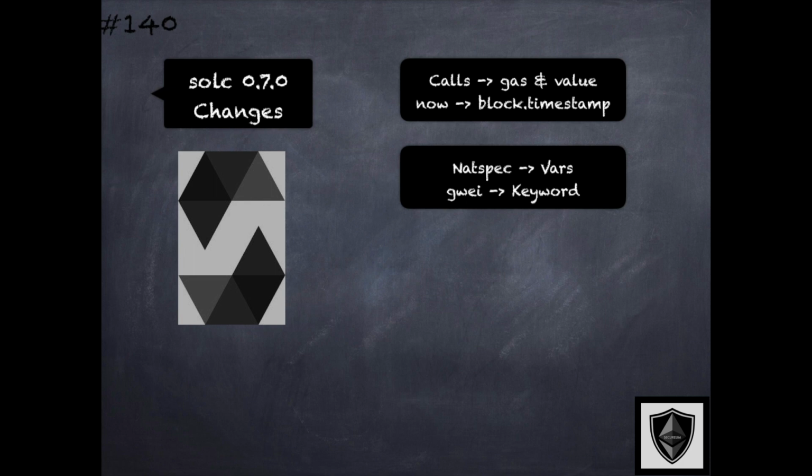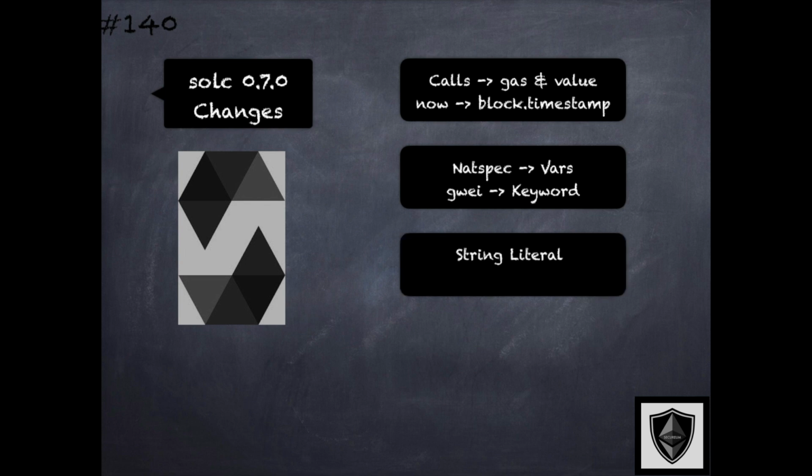The NatSpec aspect for variables was also changed to allow that for only public state variables and not for local or internal variables. gwei was declared as a keyword and therefore cannot be used for identifiers. String literals can contain only printable ASCII characters as of this version. Unicode string literals were also supported with the use of the unicode prefix for such literals.